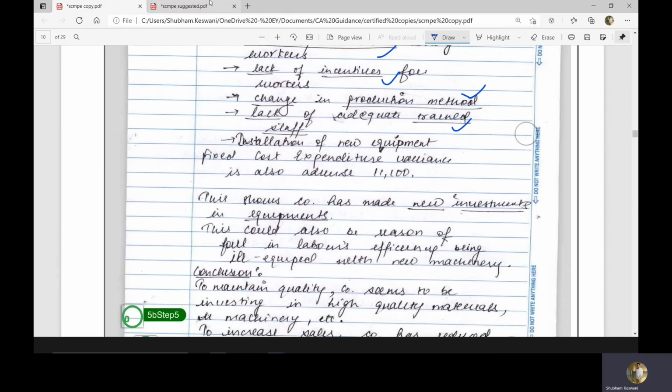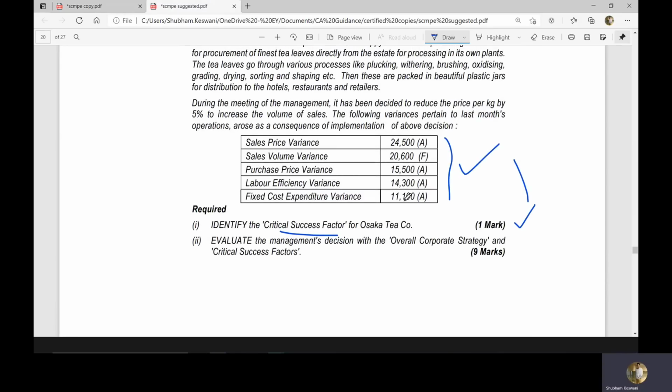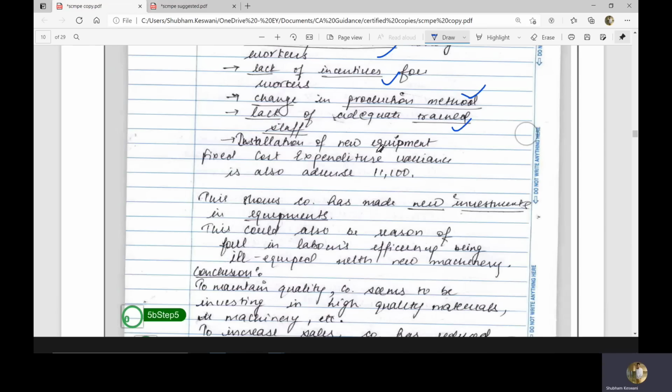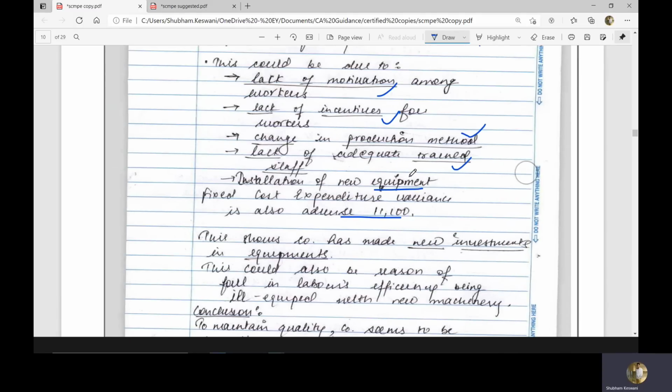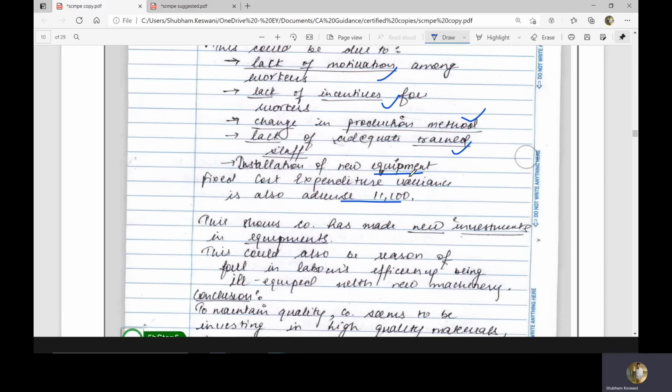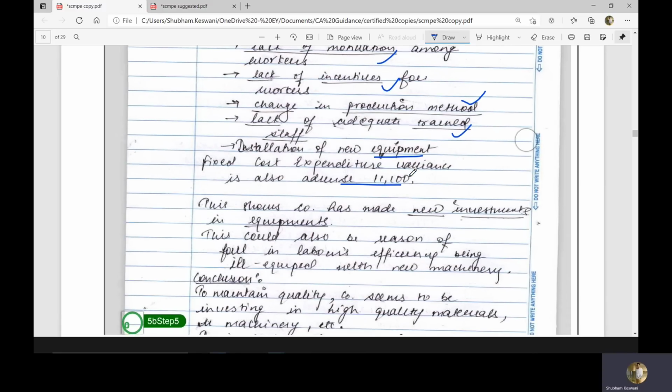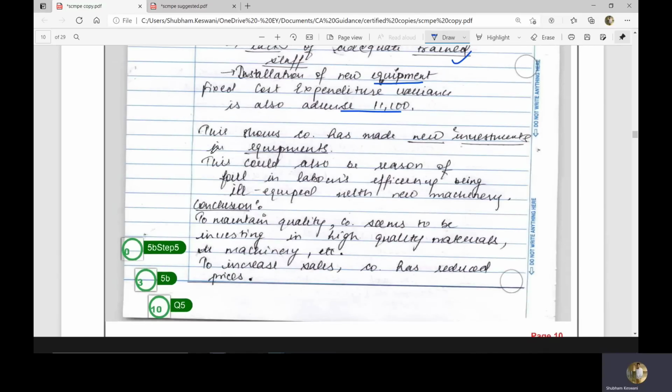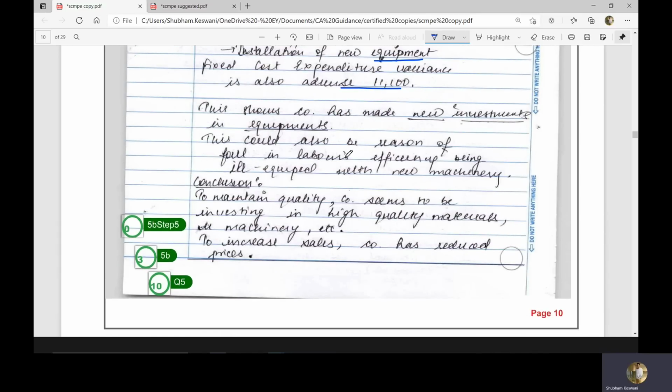Now I also linked it with one of the points that fixed cost expenditure variance is adverse, meaning we have incurred more on the fixed cost than was actually planned, which means that we could have bought additional equipment. Since there is new equipment, fixed cost expenditure variance is also adverse. So this could also be the reason due to which the productivity of workers would have fallen, because it takes time for you to get accustomed to new equipment installed in your factory. So I covered it here, and this could also be the reason for the fall in labor efficiency, because I have written here that they may be ill-equipped with the new tech.